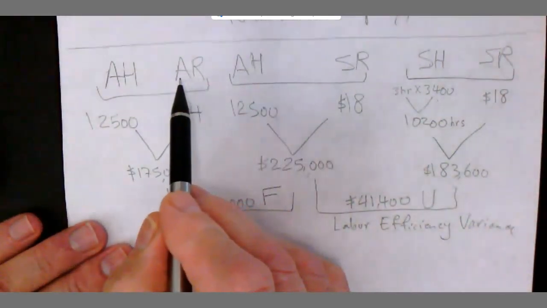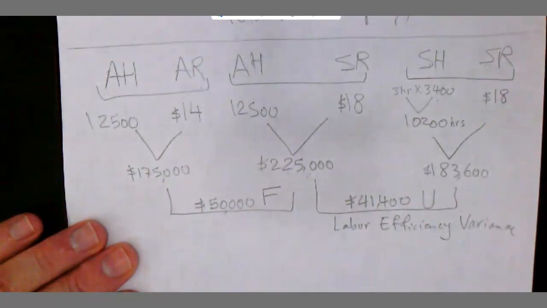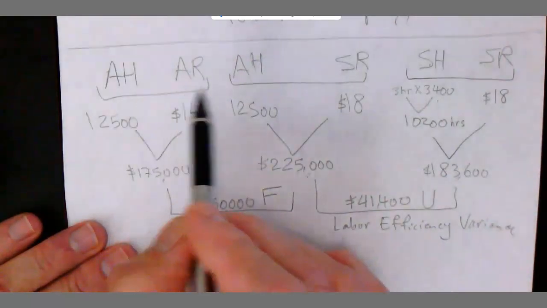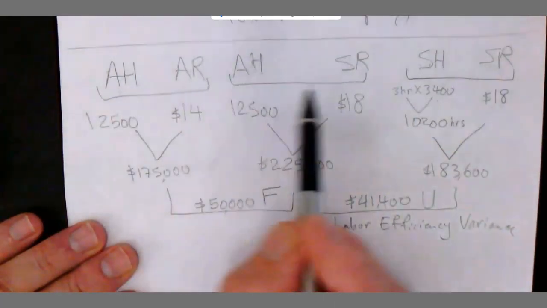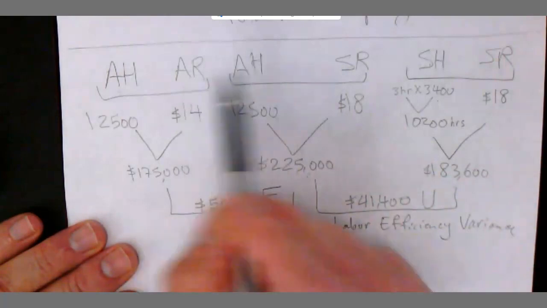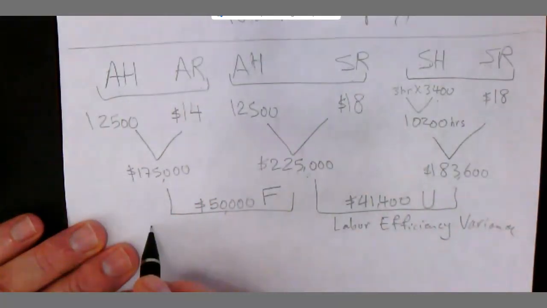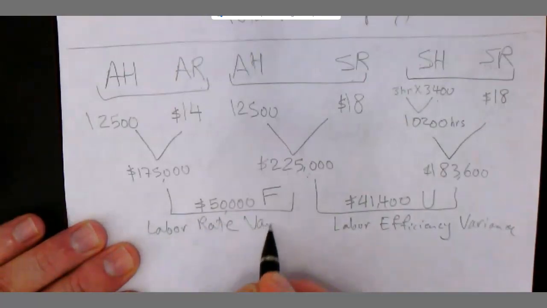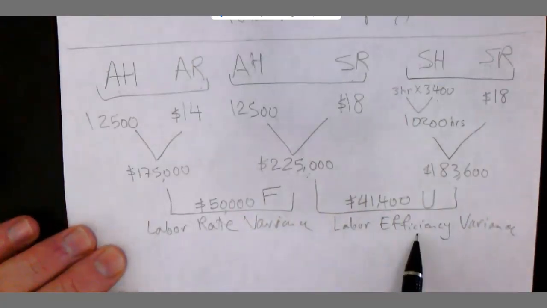However, here is actual. In an actual situation, you see here, I have actual hours and actual hours. So hours are same, but the rate is different. You see, here is actual rate, here is the standard rate, but actual hours are same, rate is different. Okay, so this is labor rate variance. Okay, so labor efficiency variance was 41,400 unfavorable.